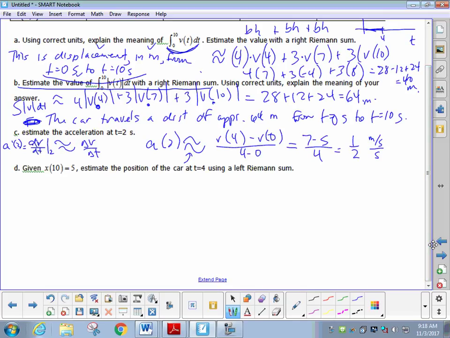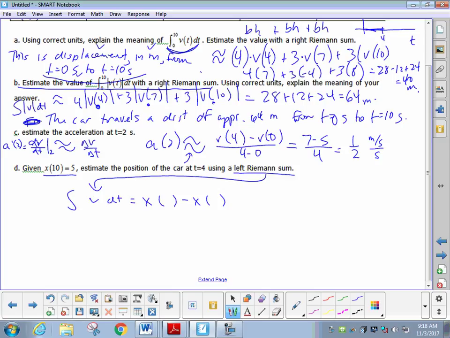Okay, last but not least, a little fundamental theorem. You are given the position at time 10 is 5 meters. What is the position of the car at time 4 using a left Riemann sum? Left Riemann sum tells me you're approximating an integral of velocity, and the Riemann sum part I'll come to, but I'm not ready for that part yet. I need to get established what I'm doing. If I want to talk position, then don't I want to talk fundamental theorem? Integrating velocity is change in position over a time interval.